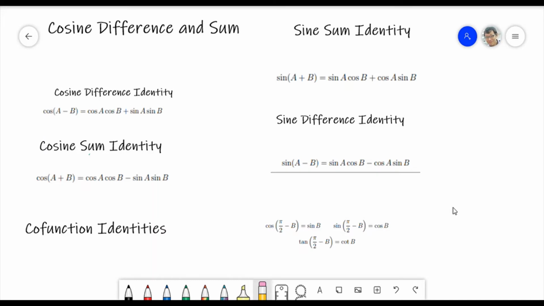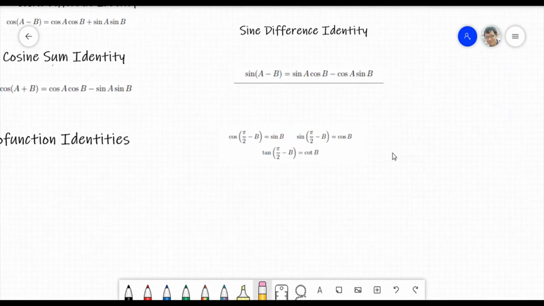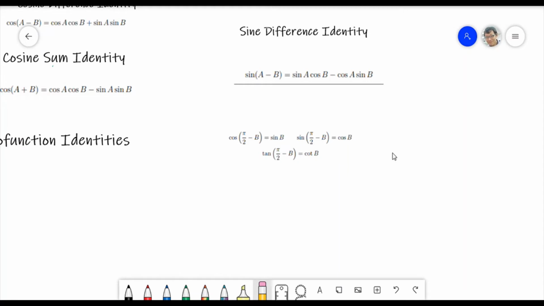Another one we have to learn is the cofunction identity, which is based on pi over 2. You can see here cosine of pi over 2 minus b equals sine b, and sine of pi over 2 minus b equals cosine b. You see that cosine and sine are equal to each other based on pi over 2 minus. Then tangent and cotangent are similar. This one is quite easy to prove. Let me just give an example for the first one.